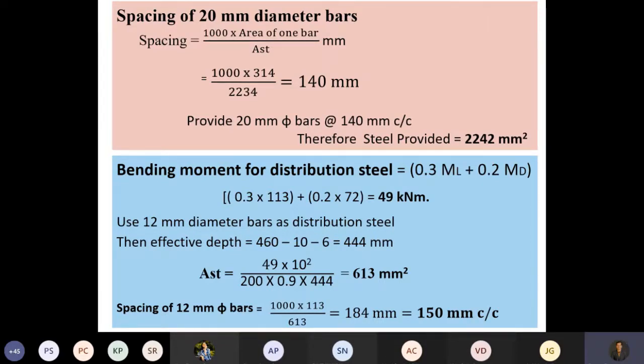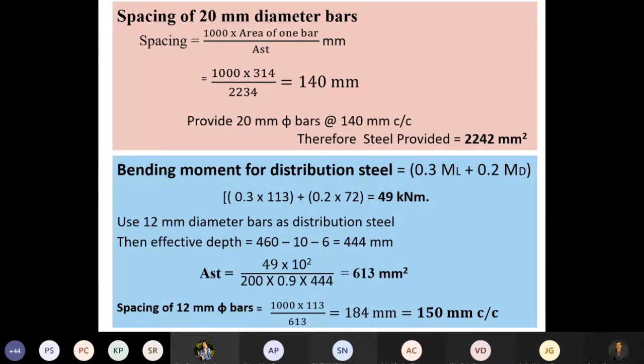Next, bending moment for distribution steel. We have to find out bending moment for distribution steel. It is equal to 0.3 into live load bending moment plus 0.2 into dead load bending moment. So from this, you will get 0.3 into 113 plus 0.2 into 72, that is 49 kilonewton meter.